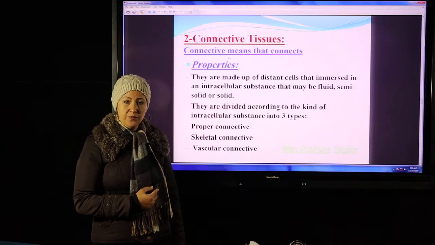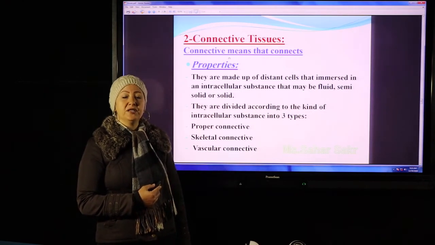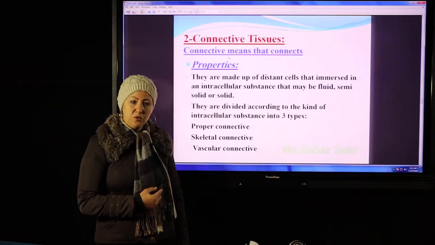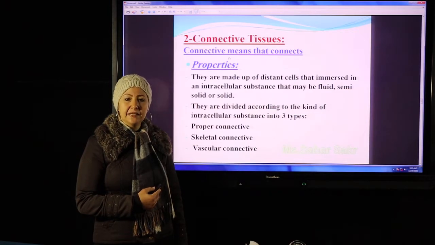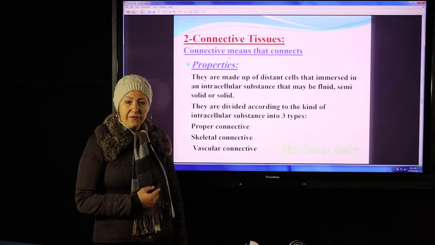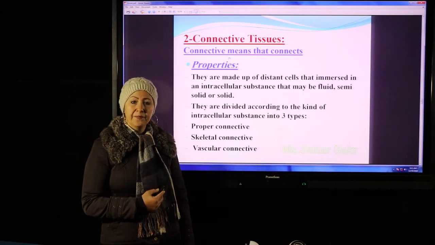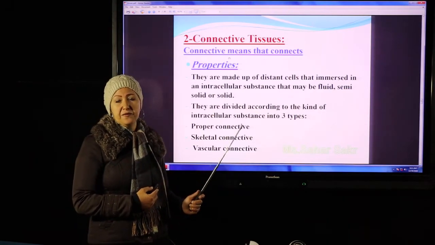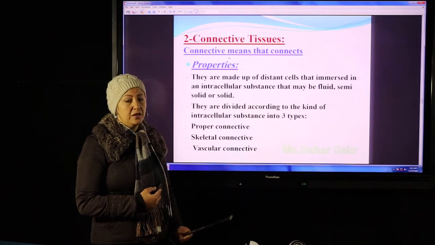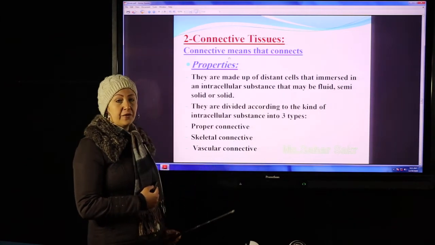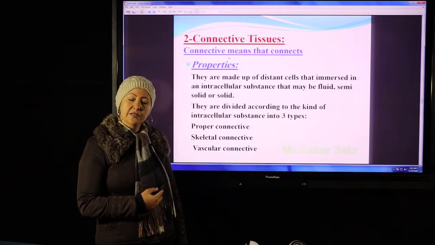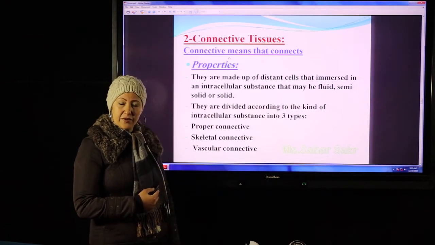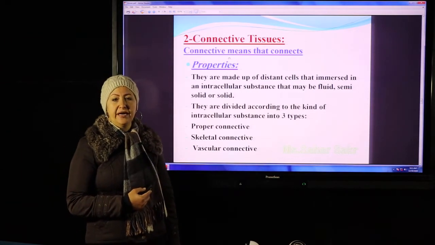Okay? So the connective tissue differs from each other inside our body according to the type of intracellular substance between the cells. Because the connective tissue is characterized by distant cells. It means the cells are away from each other and in between there is intercellular substance. And this substance differs from one tissue to another, maybe solid, maybe semi-solid, or liquid. So we have 3 types of connective tissue according to the type of the intracellular substance. We have proper connective tissue, skeletal connective tissue, and vascular connective tissue.